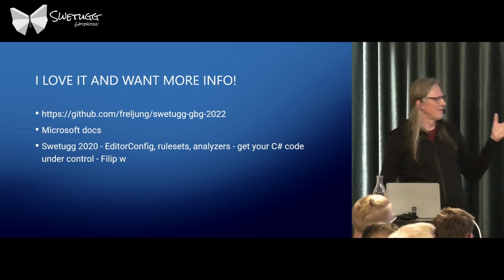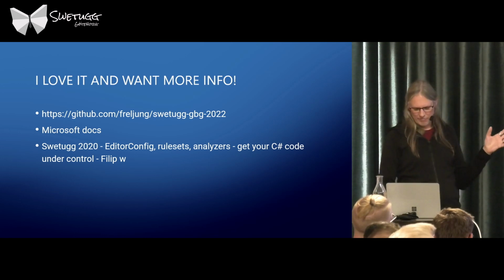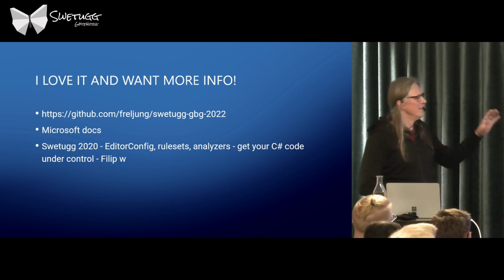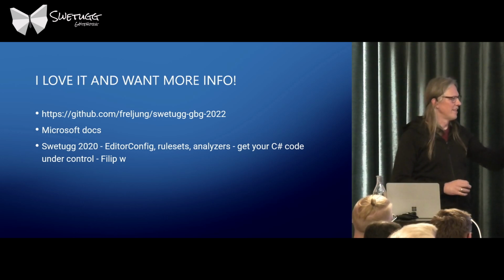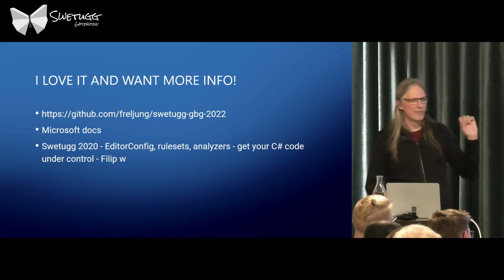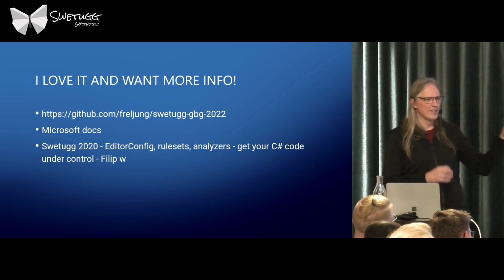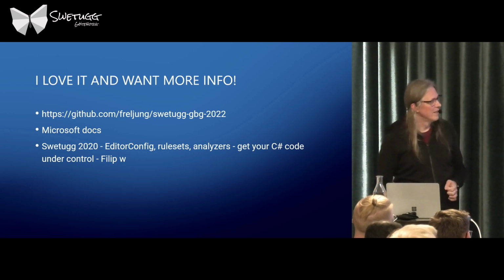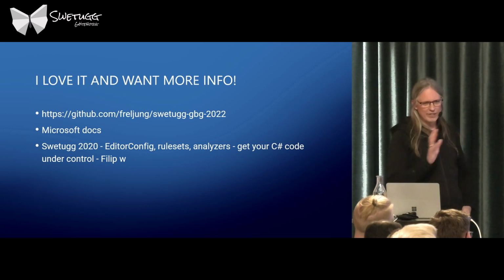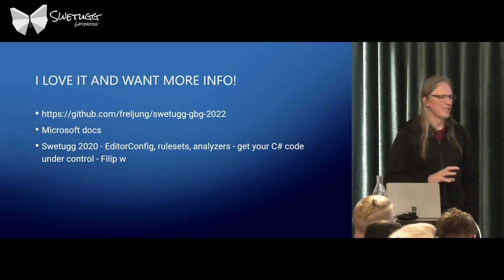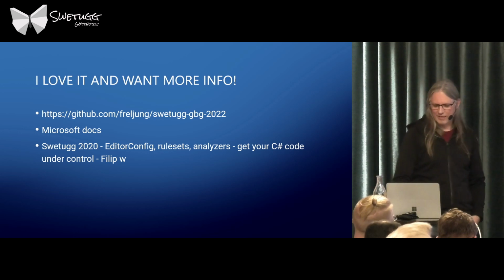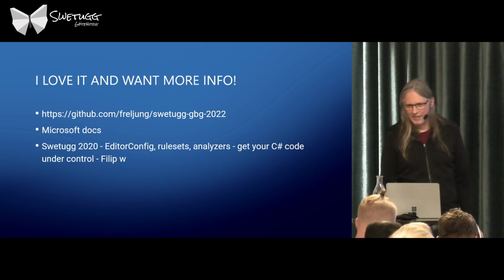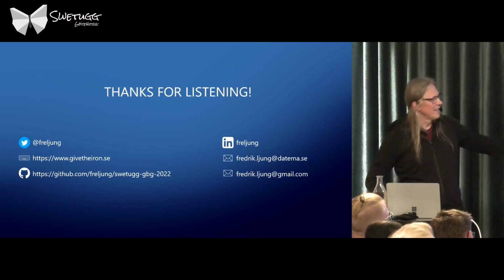And two years ago there was a guy presenting, Philip W. He doesn't even give his last name because he's afraid he will mispronounce his own last name. The talk is Editor config, rule set, analyzers, get your code under control. It's very specific about rule sets and things like that, and it's also a few years old, so it's from a .NET Core 3.1 perspective. But it's a good source if you think this seems interesting. He also does a quick example on how to write your own analyzer. And with that, thank you for listening.